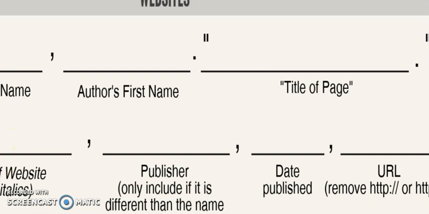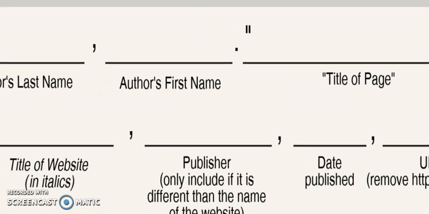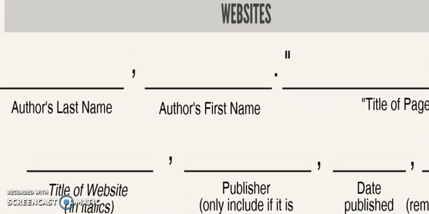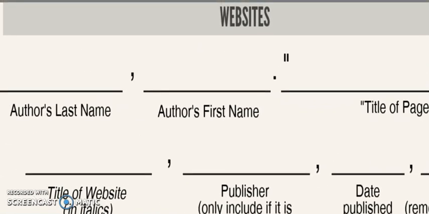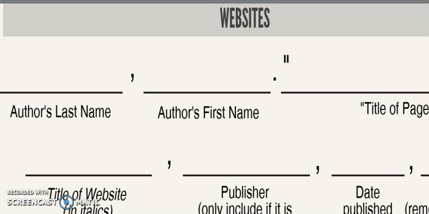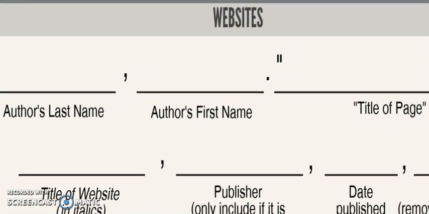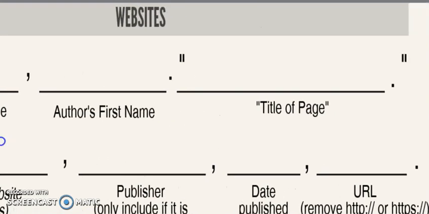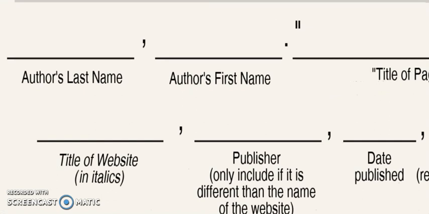The next thing that you'll have to do is to document websites. For this you will have to have the author's last name as well as the first name, then the title of the page. What is meant by the title of the page? When you open the web page, there will be a title on top. So you have to give the title of the page, and then after that you have to give the title of the website. So from where have you taken this?